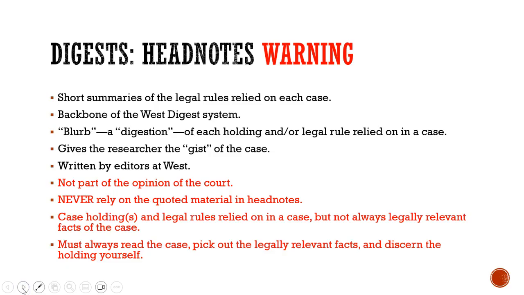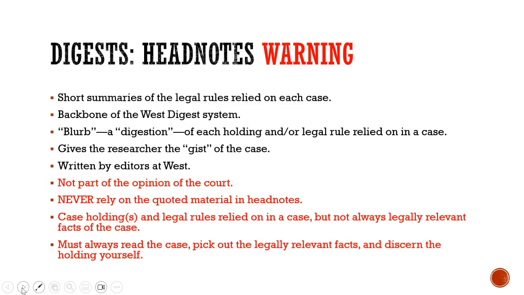So here's the short summary first in the black text here. The headnotes are short summaries of the legal rules relied on in each case. They are the backbone of the West Digest system, the headnotes are. They are blurbs. They're a digestion of each holding and/or, not always the legal rule is included, but and/or the legal rule relied on in the case. It gives a researcher the gist of the case. It's like, okay, this sounds like I'm going down the right rabbit hole. And they're short, like I said, blurbs. And they're written by editors at West. They are not part of the opinion of the court.